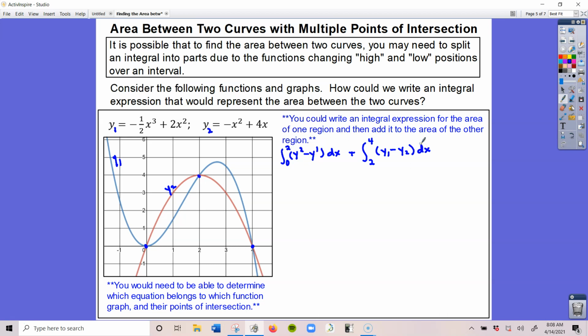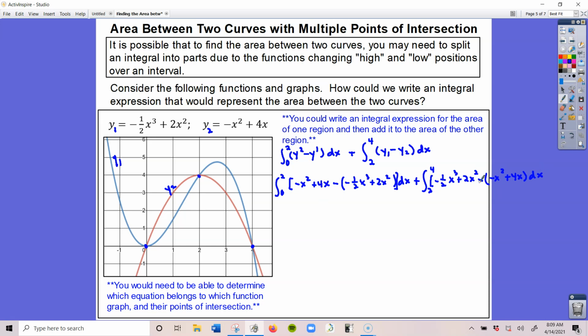So now let's plug in the functions and work this out. So for this first one here, we have the integral from 0 to 2 of y2, which is the negative x squared plus 4x, minus y1, which is negative 1/2 x to the third plus 2x squared dx, plus the integral from 2 to 4 of now y1, so it's the other way around, so negative 1/2 x to the third plus 2x squared minus y2, which is negative x squared plus 4x dx.